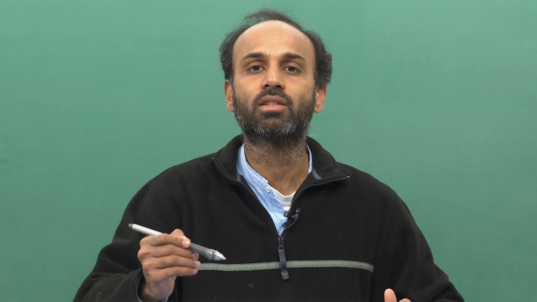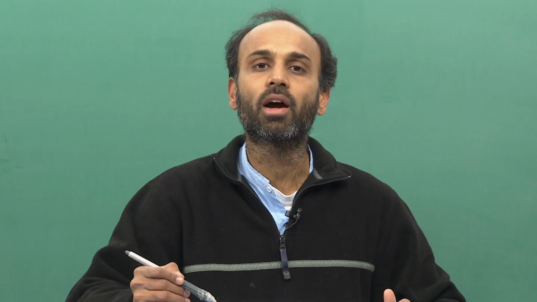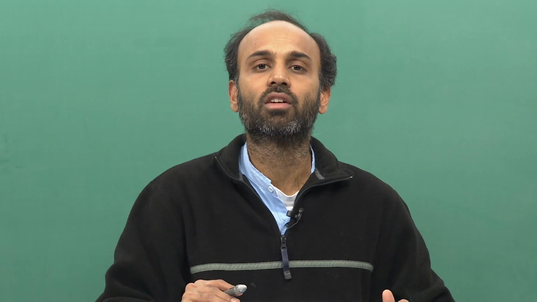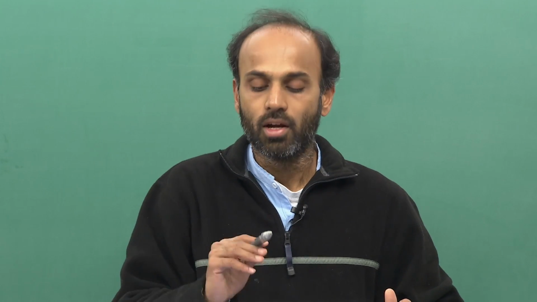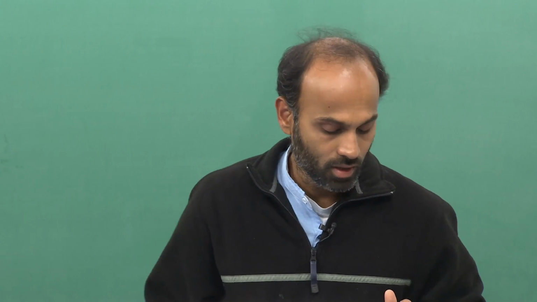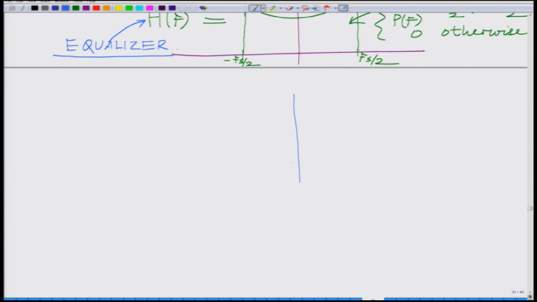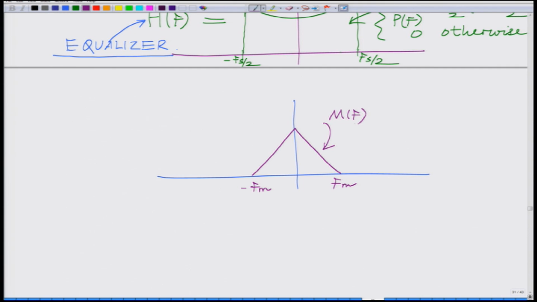So, first you pass it through low pass filter, similar to reconstruction from the ideal impulse sample signal, followed by an equalizer to invert this distortion caused by windowing due to the sync function between minus Fs by 2 to Fs by 2. Therefore, the reconstruction will be as follows. Once you do that, what you will have is your original message spectrum, which is, well, minus Fm to Fm, this is your M of F.